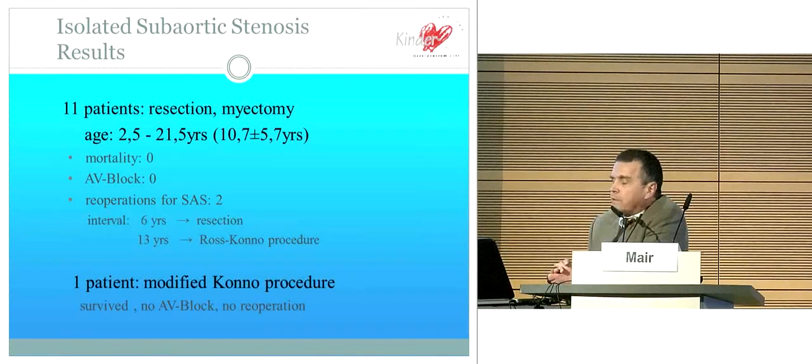In the 11 patients with resection and myectomy, there was no mortality, there was no AV block, but 2 patients needed a reoperation for subaortic stenosis, one 6 years after resection and one 13 years after resection. In the first one, we could resect it again. In the second one, we had to do a Ross-Konno procedure 13 years after resection of subaortic stenosis. The one patient with the Ross-Konno procedure is still without recurrent subaortic stenosis. So this is a 16% reoperation rate. This is consistent with the international literature.